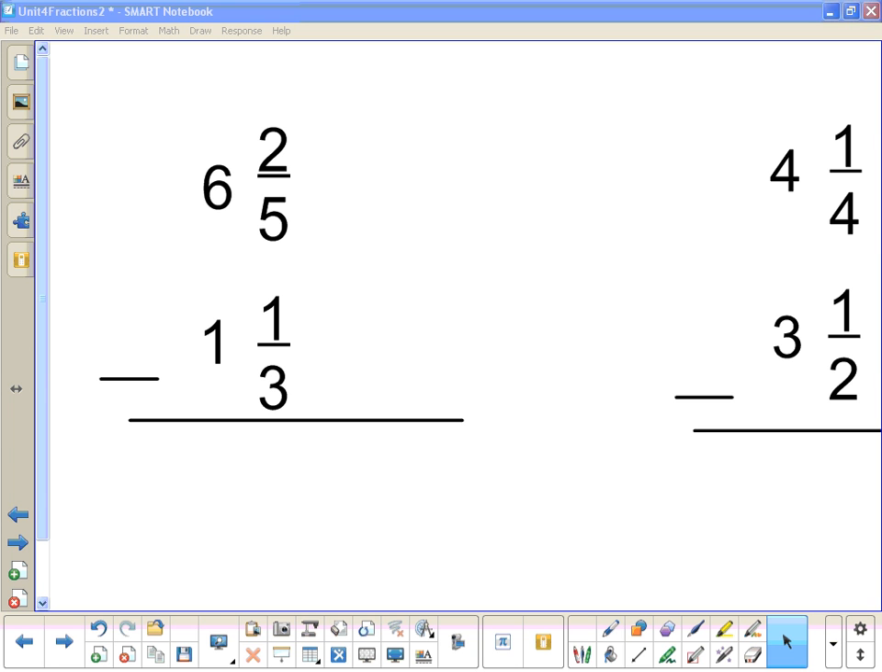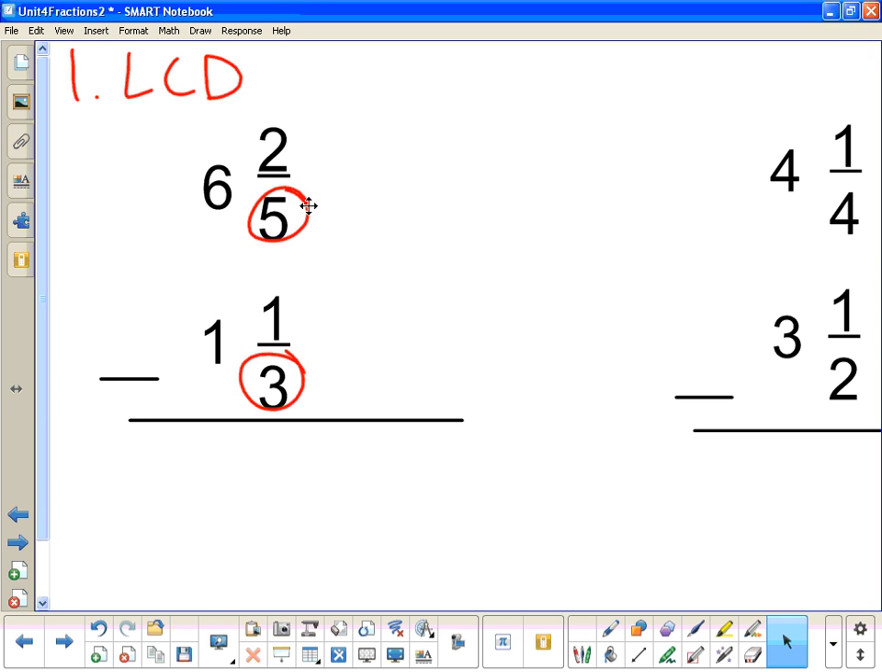So if we look at our denominators, 5 and 3, they're not the same. So we need to start by finding an LCD. Let's find the LCD. Okay. So I'm going to take my 5 and my 3 and find the least common multiple. So I'm going to start with 5 and list the multiples of 5. 5, 10, 15, 20, 25.